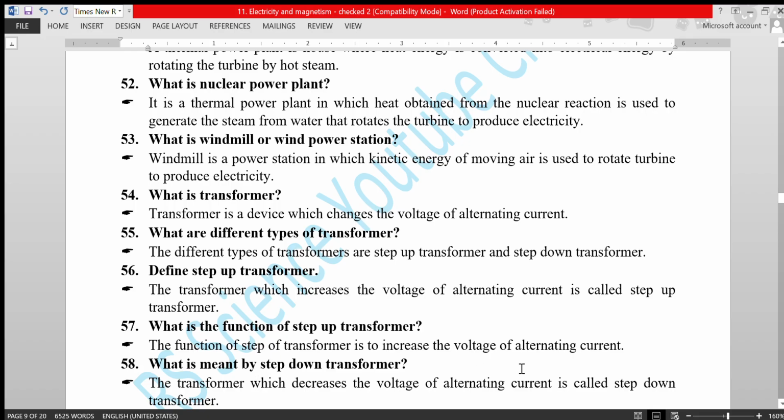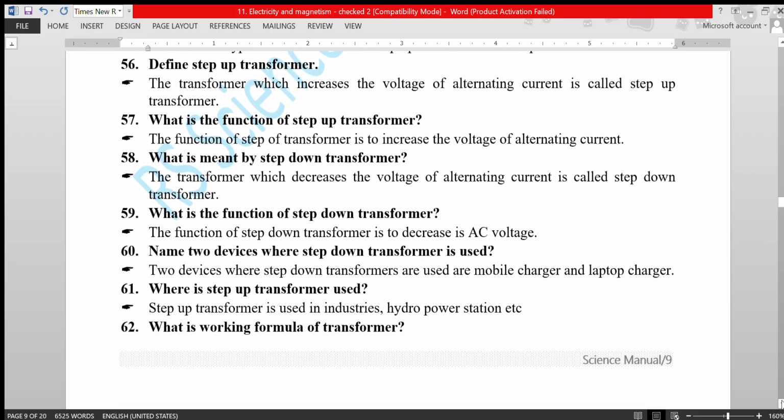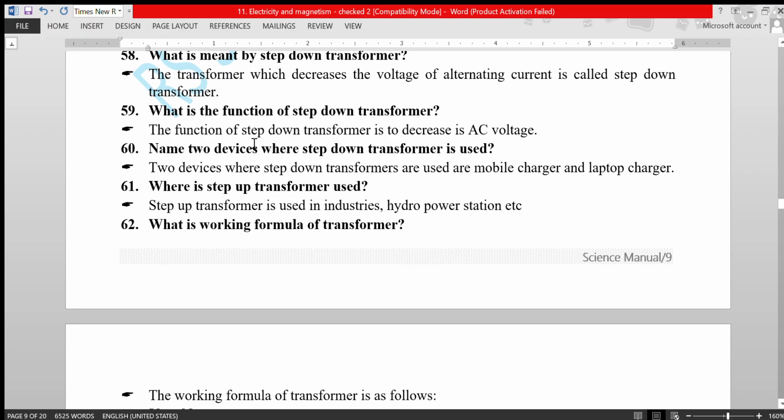What is meant by step down transformer? The transformer which decreases the voltage of alternating current is called step down transformer. What is the function of step down transformer? The function of step down transformer is to decrease AC voltage. Name two devices where transformer is used. Two devices: mobile charger and laptop charger. Step up transformer is used to transfer electricity from industrial hydropower station.